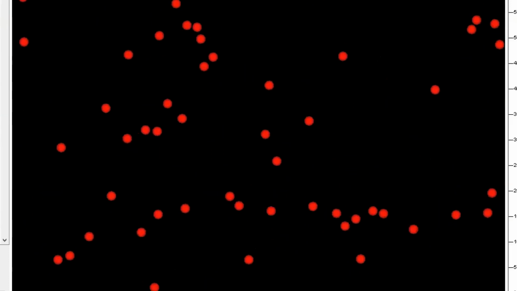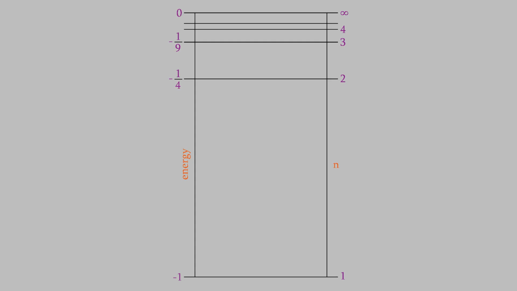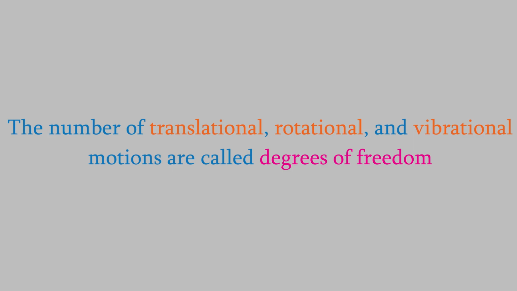Notice that the electronic energy levels don't involve motion of any kind. The electronic energy is purely potential energy. On the other hand, the translational, rotational, and vibrational energy levels all do involve forms of motion. And those forms of motion are called degrees of freedom.